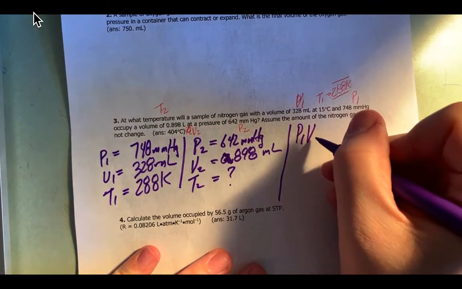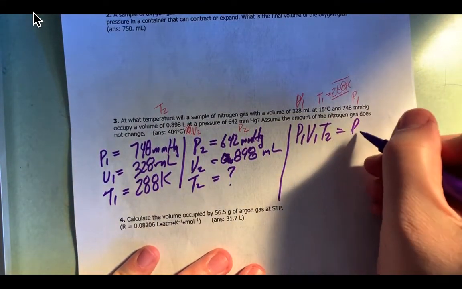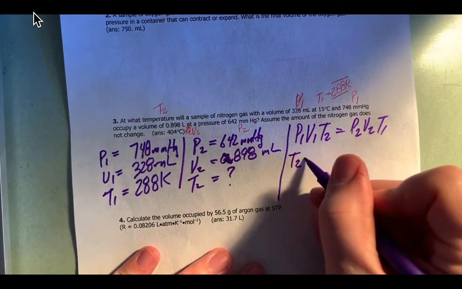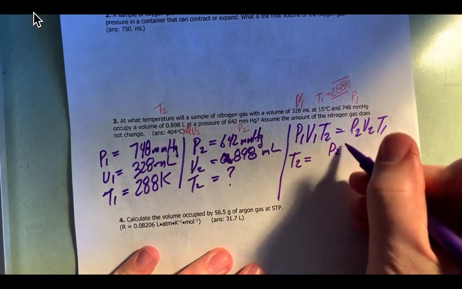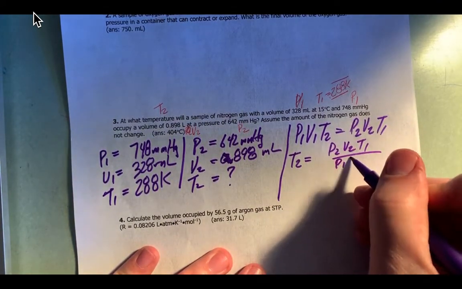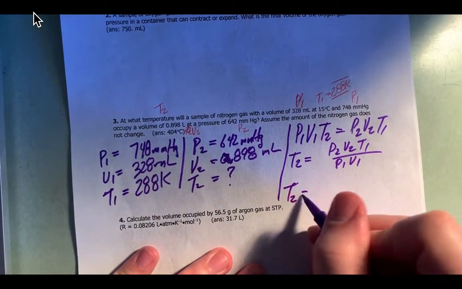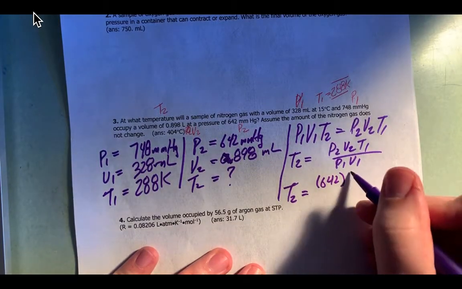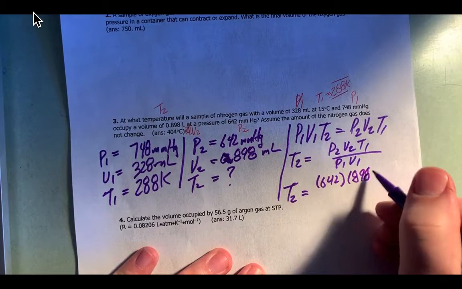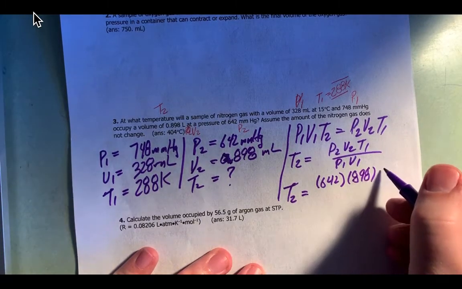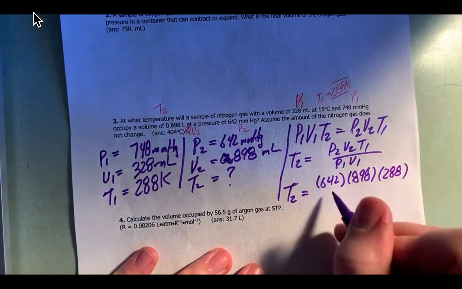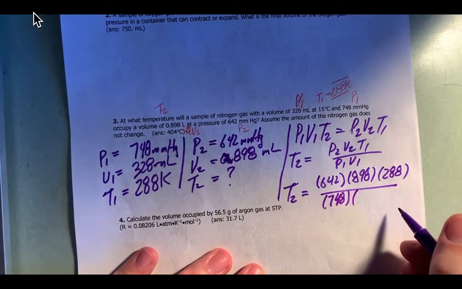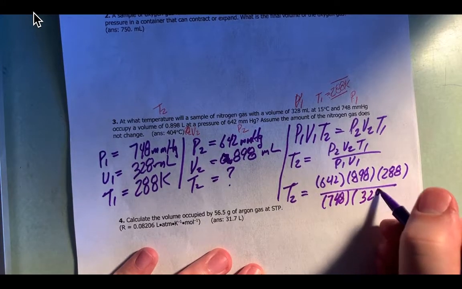My equation, P1 times V1 times T2 is equal to P2 V2 T1. And I'm solving for T2. T2 is equal to P2 V2 T1 over P1 V1. T2 is equal to my P2 value, 642, my V2 value, 898, my T1 value, 288, my P1 value, 748, and finally my V1 value, 328.